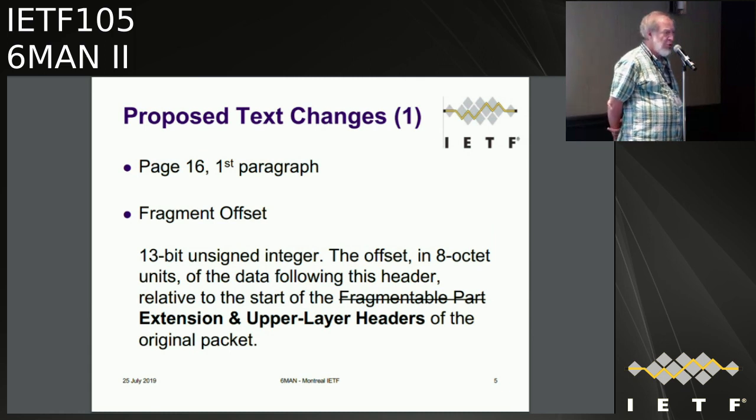So I'm going to go through the direct text changes based on the errata, and then Oli and I have been looking at this, and he made a suggestion which I like, that is a different way of solving this problem. The first one, the one that was missed, is on the first page of the document where it defines fragment offset, and that also has the same problem. So instead of relative to the start of the fragmentable part, it should be relative to the start of the extension and upper layer headers. The changes are mostly all like this.